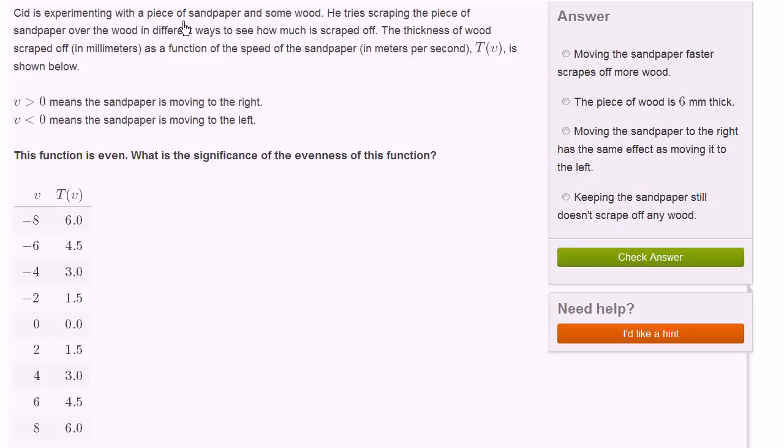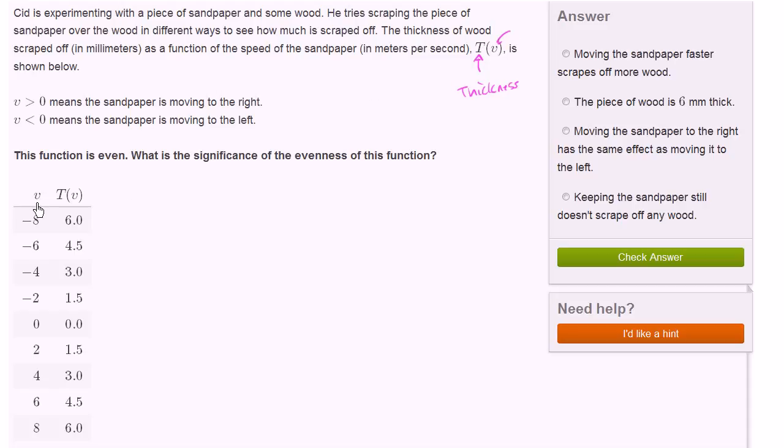Sid is experimenting with a piece of sandpaper and some wood. He tries scraping the piece of sandpaper over the wood in different ways to see how much is scraped off. The thickness of wood scraped off in millimeters as a function of the speed of the sandpaper in meters per second, T of V. So this is the thickness, or how much is scraped off. And it is a function of speed.